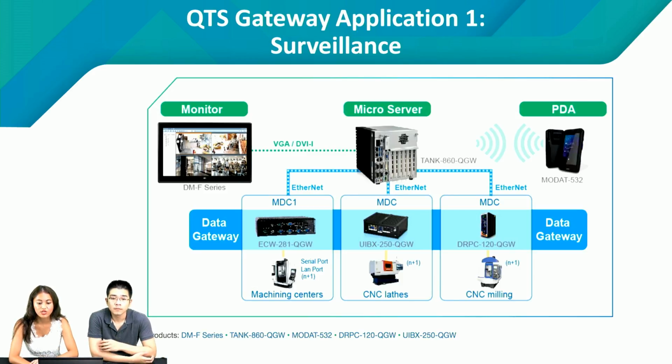It combines and calculates and then displays the information on the monitor, which is on the left side of the picture. What different machines can we install it on? You can see from the blue area, such as DRPC120 and MicroBX250 used for CNC equipment control, or ECW281 for the machining center. Through these embedded computers, the data will be transmitted to the host computer Tank 860 QGW.